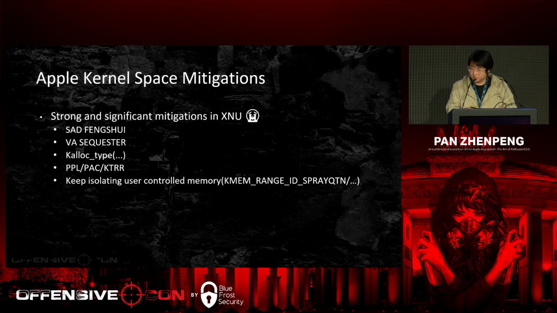I would say there are some software mitigations like the SAP Feng Shui, the VA Squeezer, and variants of KLT type, some hardware mitigations, and Apple is still isolating the user-controlled memory, for example, the K-memory range ID spread quarantine. For this part, if you're interested, I strongly recommend you read last year's HackerCon talk, the Life and Death as an iOS Hacker.